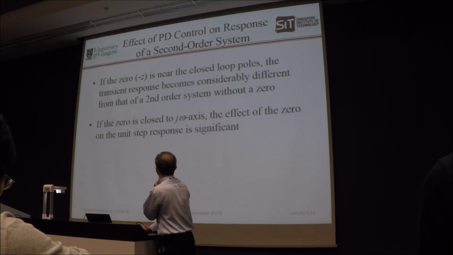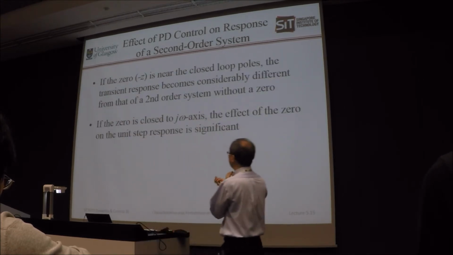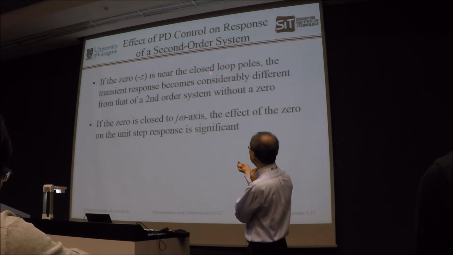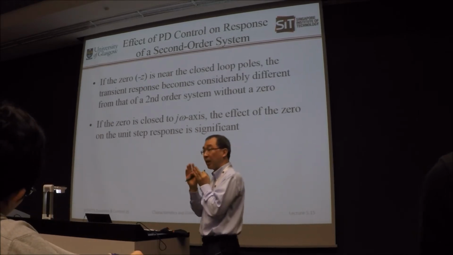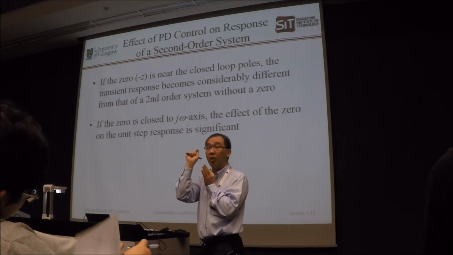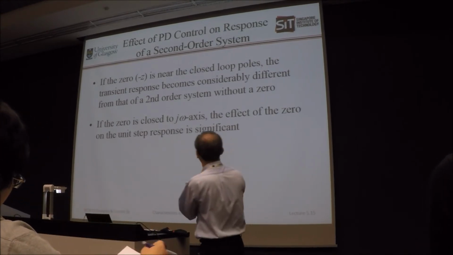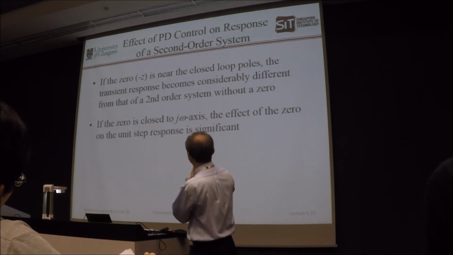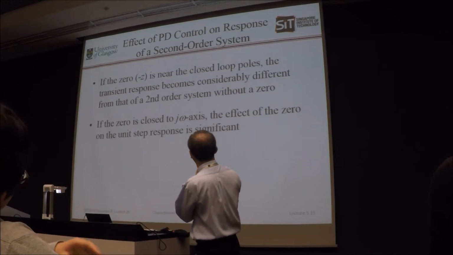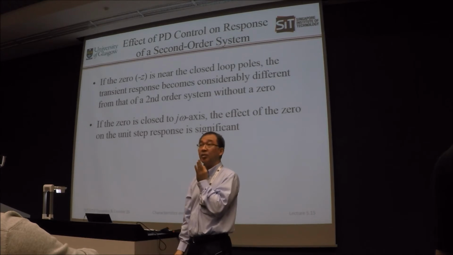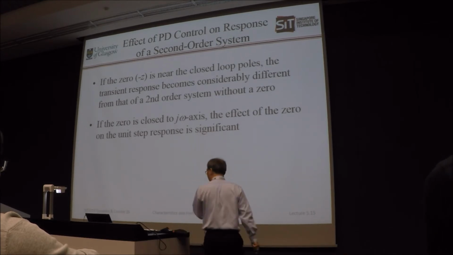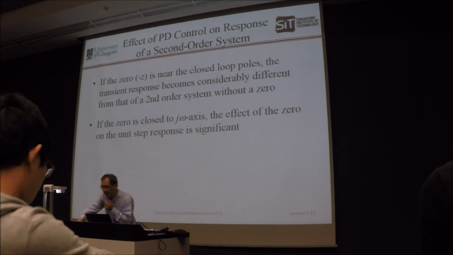Now what we are trying to show you is that if the 0 is near the closed loop pole, and as we mentioned, the 0 will always stay put and will not move, then the transient response becomes considerably different from that of a second order system without a 0. So what we are saying here is, if you go back, look at this.